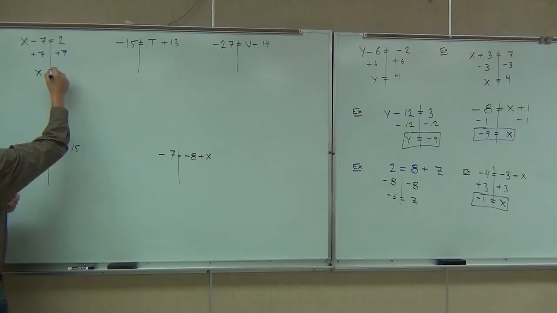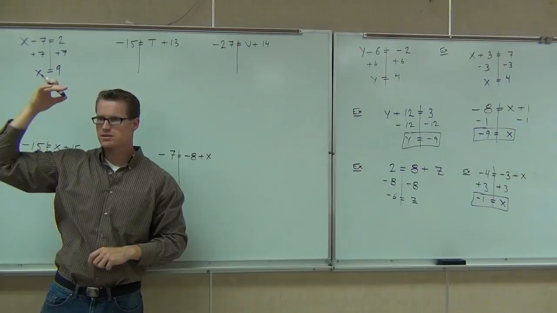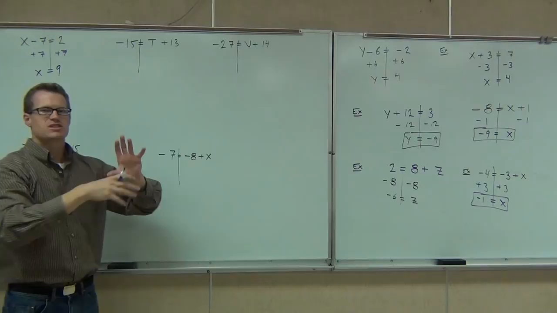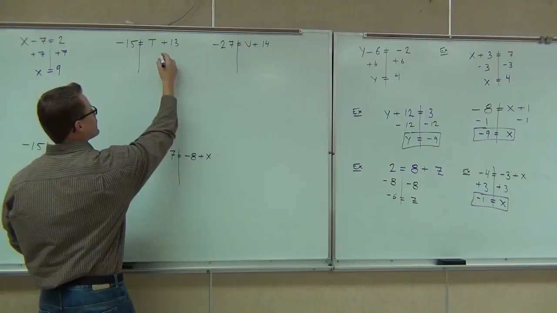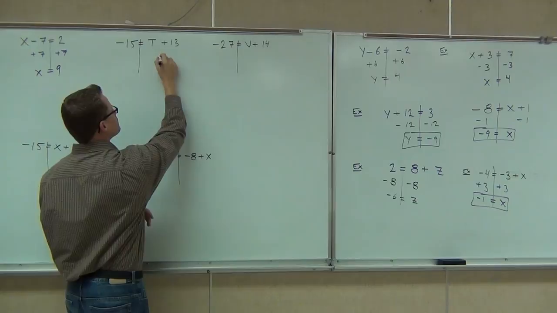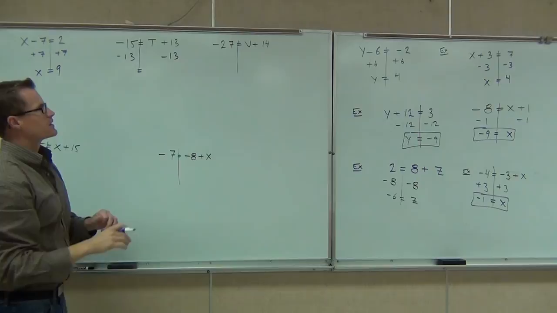How many got 9? Fantastic. Did you check it in your head at least to make sure it works? Good for you. Next one, our variable's on the different side, but this still works the same way. As long as we do the same thing to both sides of our equation, we're good to go. So here with our plus 13, what gets rid of our plus 13? Negative. So we're going to minus 13 on both sides.